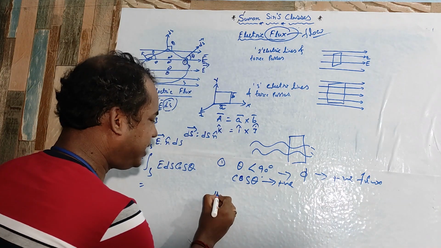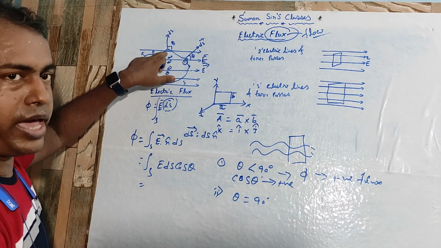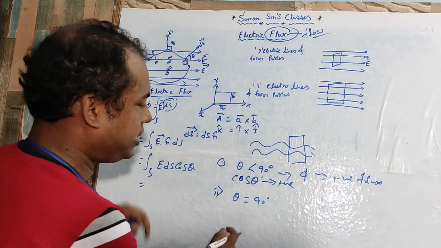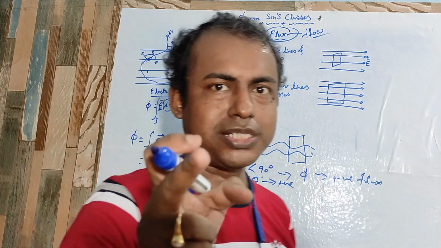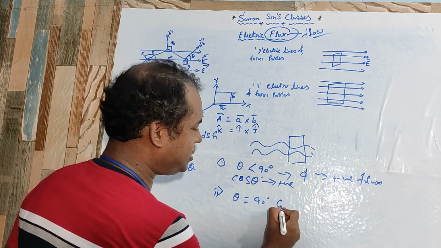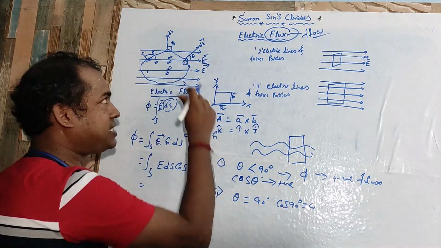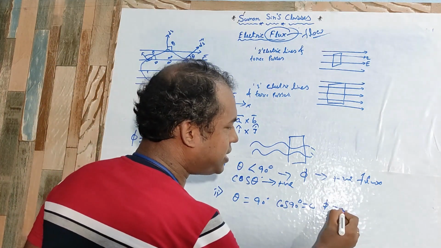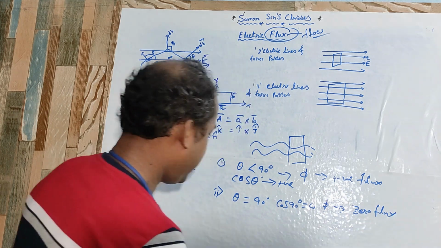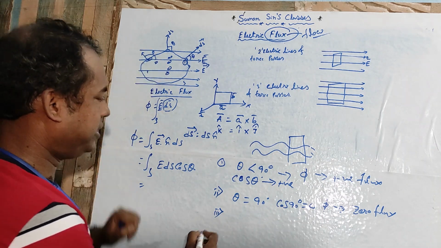Clear? Now in the second case, when theta equals 90 degree, just check it out. This is the perpendicular direction. So here the angle theta equals 90 degree. What is the value of cos 90? Yes, it is 0. That means cos 90 equals 0. So in the second case, phi can be represented as zero flux or null flux.